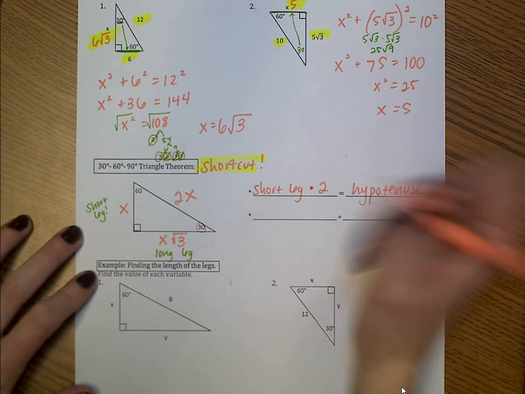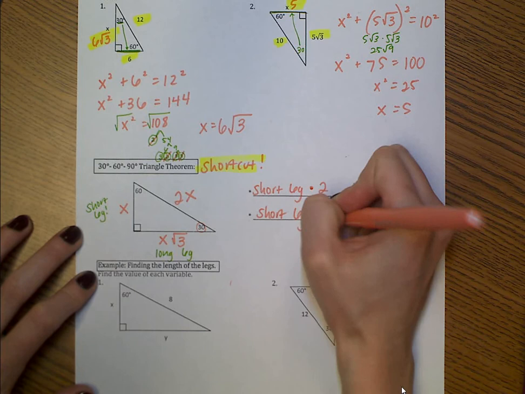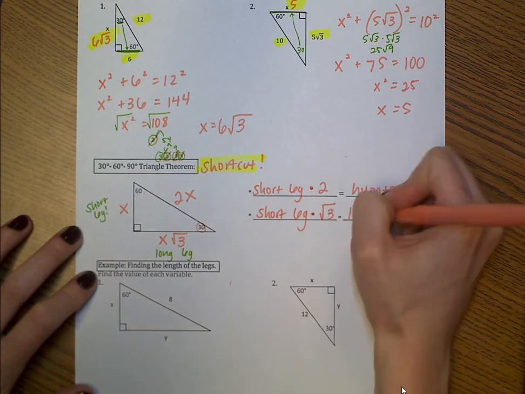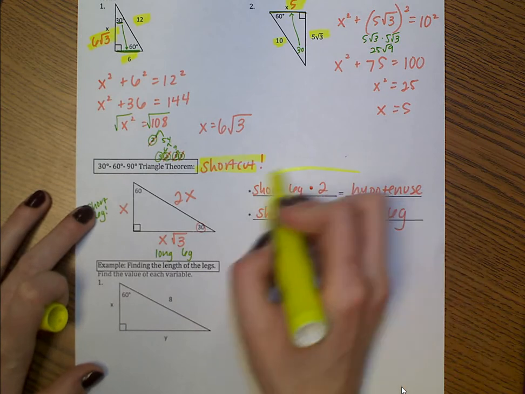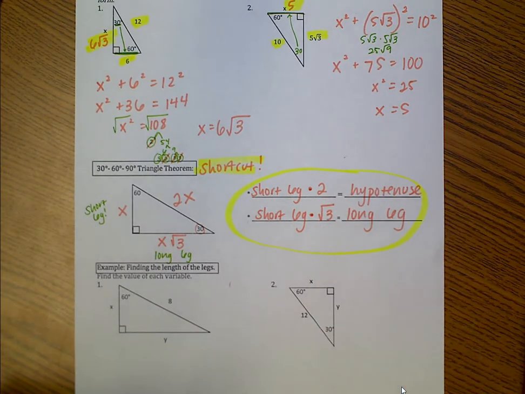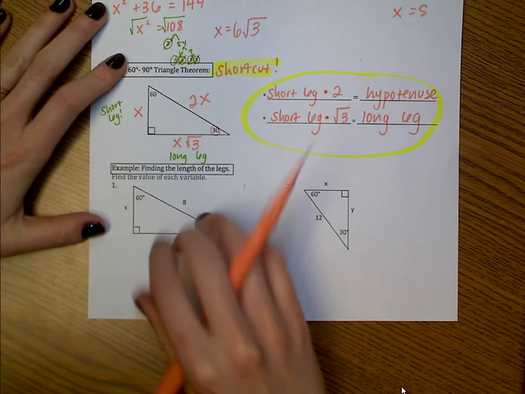And then I'm going to say short leg times radical 3 equals the long leg. These are the 2 things that I'm going to use when I solve all these problems. I might have to go backwards on some of them, but this is what I'm going to reference. Okay, let's put it into play.